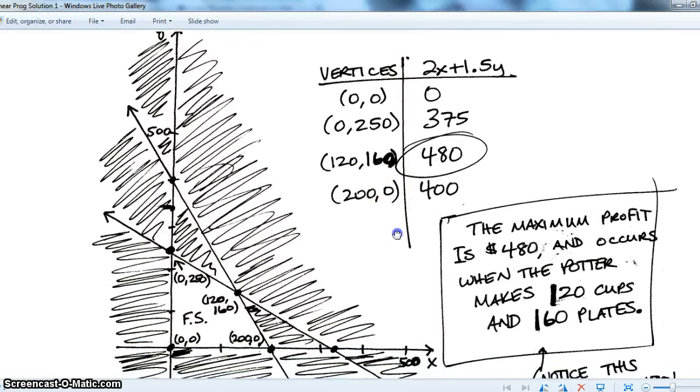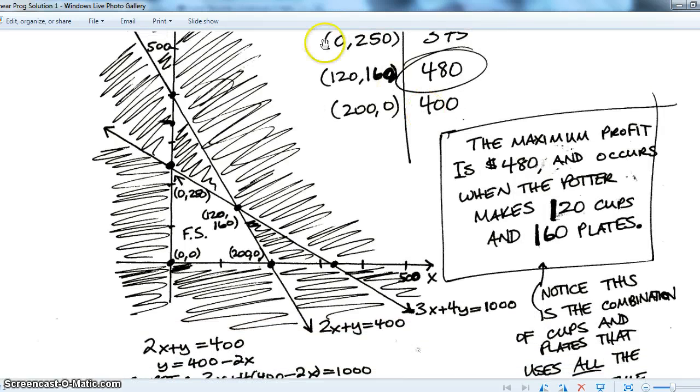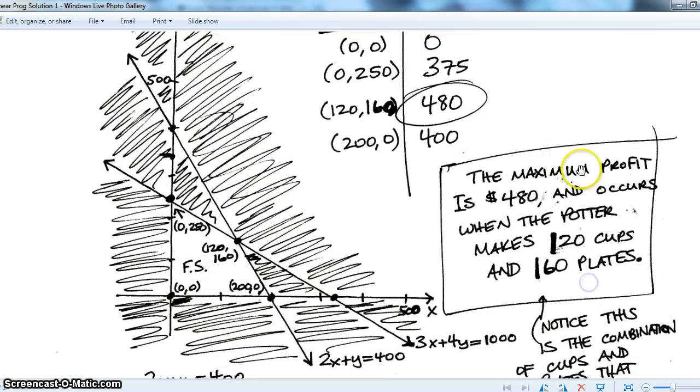So the last step, we're going to list all the vertices because the maximum has to occur at one of these vertices. Evaluate the objective function at each of the vertices. So 0, 375, 480, and 400. And not surprisingly, the maximum profit comes from a mix of the cups and the plates. It's not going to be making all cups or making all plates, but a mix of the two. So $480 occurs when x is 120, so you make 120 cups and 160 plates. Always be sure to write your final answer in the form of a sentence.